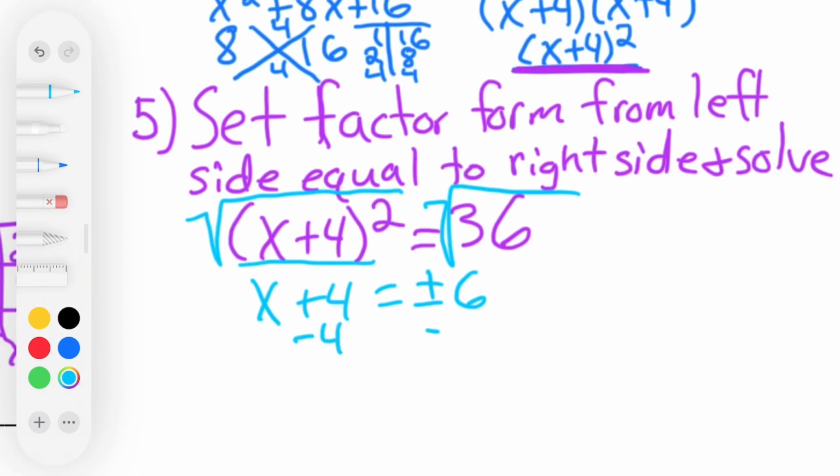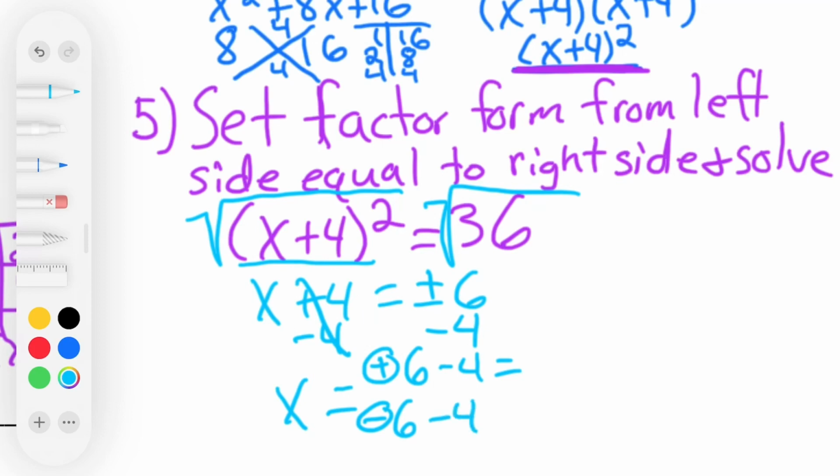Then we have subtract 4 from both sides. So x equals negative or positive 6 minus 4 and negative 6 minus 4, which gives us positive 2 and negative 10. So those will be our answers.